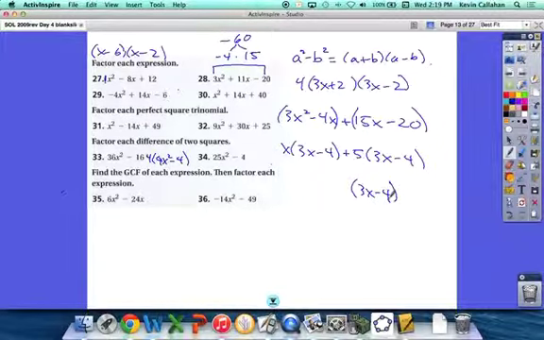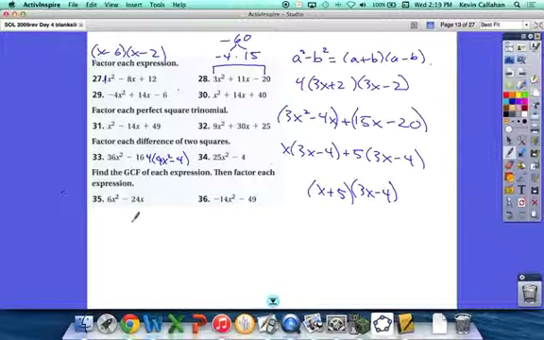And what's left if I take out 3x minus 4 from that first term? X. And what's left if I take 3x minus 4 from that? Plus 5. So it's x plus 5. Okay. What other ones?